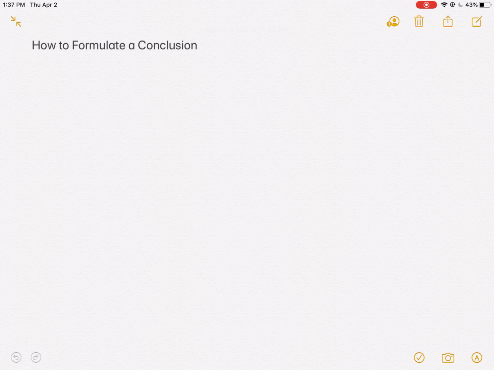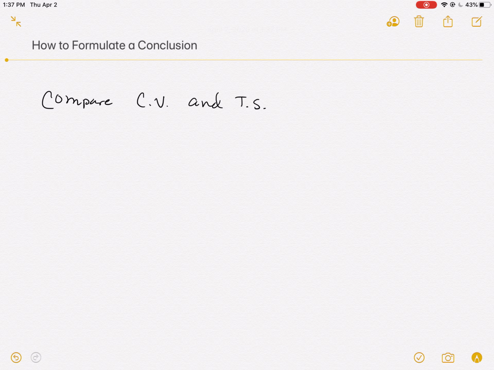As we go to form a conclusion, everything is about the relationship between the test statistic and the critical values. So what you're comparing is your critical value and your test statistic, right? So probably you should write that out since it's so new. You're going to compare your critical value, or you might have two of them like we saw, and your test statistic.